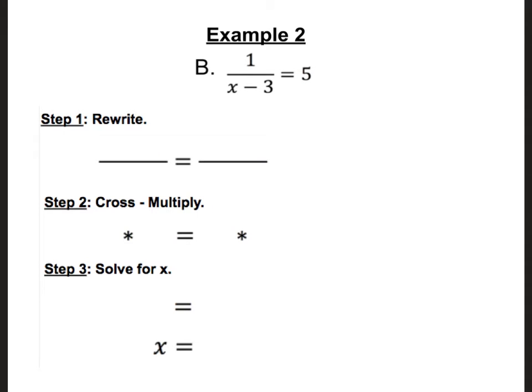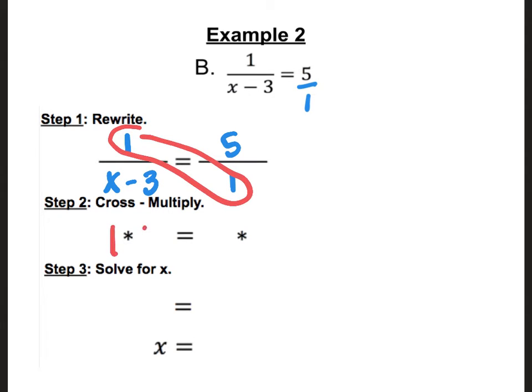So the first thing I'm going to do is rewrite my fraction. My first fraction is still going to be 1 over x minus 3. My second one, we want to turn 5 into a fraction. Remember, 5 is the same as 5 divided by 1. From here, we're going to cross multiply, so I'm going to do 1 times 1, and then I'm going to do 5 times x minus 3.